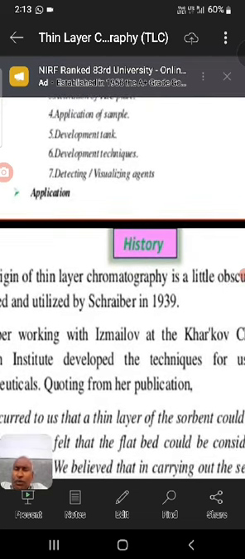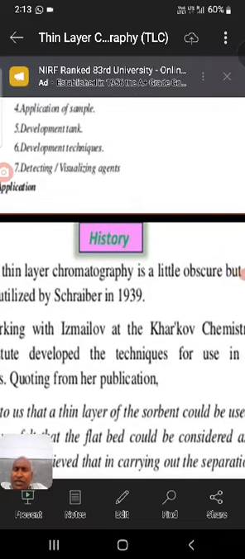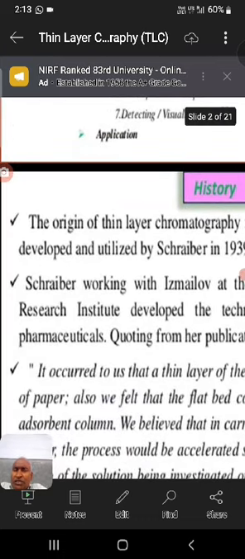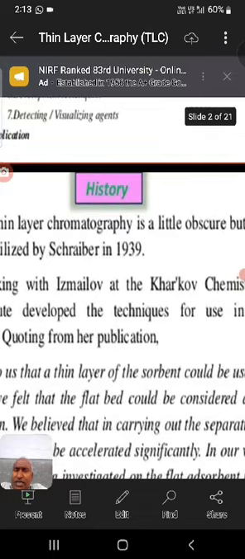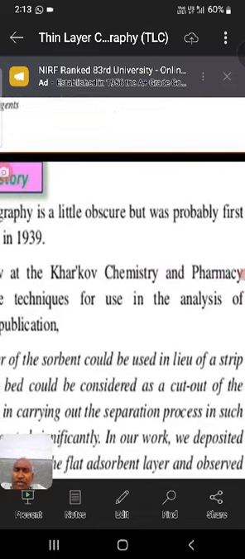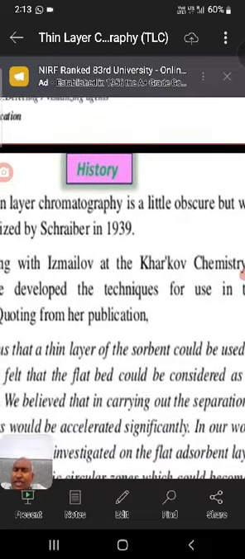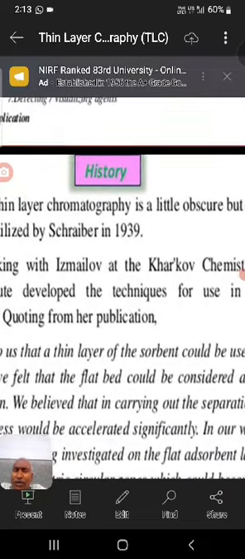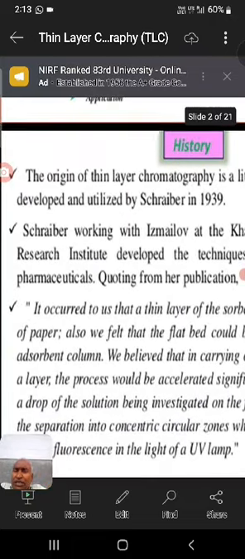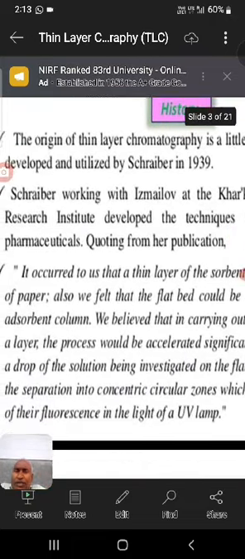The origin of thin layer chromatography: the first person to discover it was Schraiber in 1939. Okay, he was working there, and the other person was his colleague, a chemist, Korkosho. This person is actually from pharmacy techniques. Both were jointly involved in developing the technique for the analysis of pharmaceutical coating, from their publications.